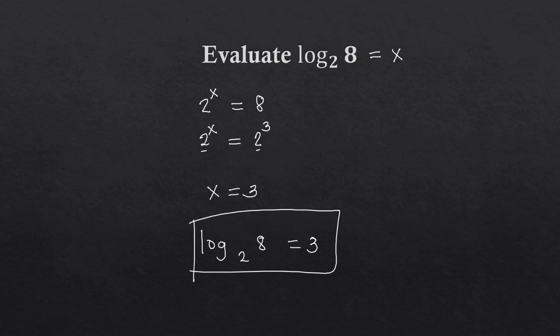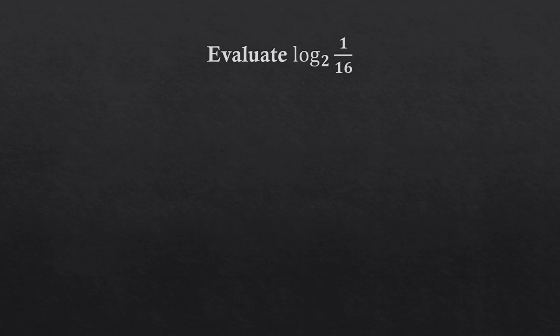Let's go to another example. Here again, we cannot apply the properties presented a while ago, so we just convert this into exponential form. Again, a log is an exponent, so we put a variable x there for our exponent, and then we can write this in exponential form with 2 as the base: 2 to the power of x will be equal to 1 over 16.